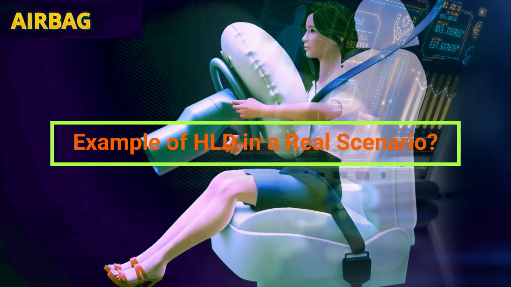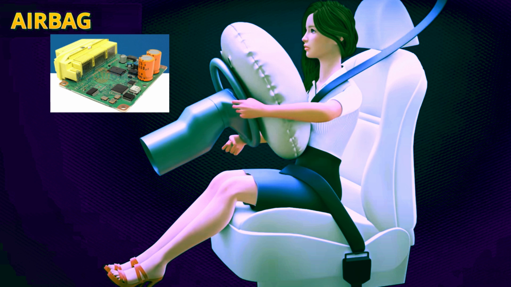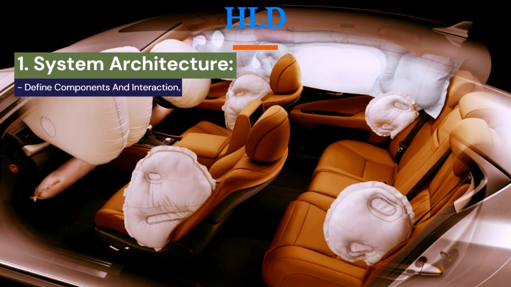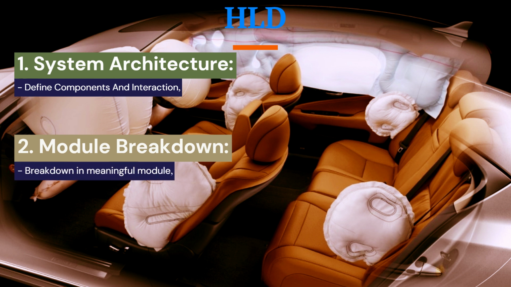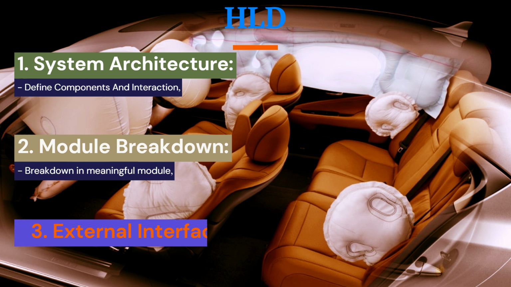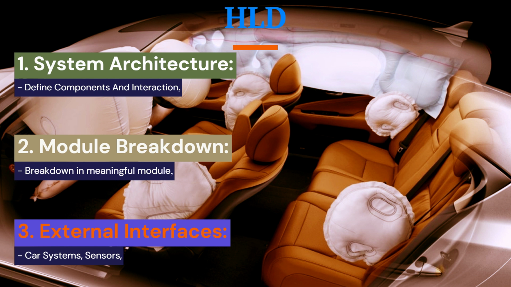Example of HLD in a real scenario? Let's take an airbag control unit, ECU, as an example of an embedded system. Here's how HLD would work. 1. System architecture consists of components like crash sensors, control unit, microcontroller, inflator mechanism, and communication interfaces, and there are interactions. 2. Module breakdown. We can further break down the modules based on functionality, like decision-making module, airbag deployment module, communication module, and so on. 3. External interfaces. Identify interfaces like interfaces with sensors for real-time data input and with car systems to communicate crash data.